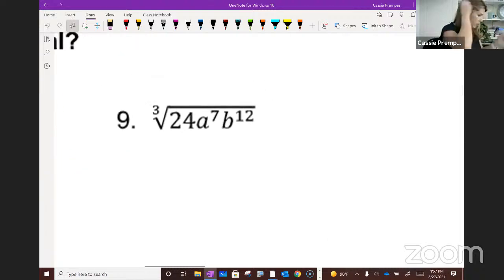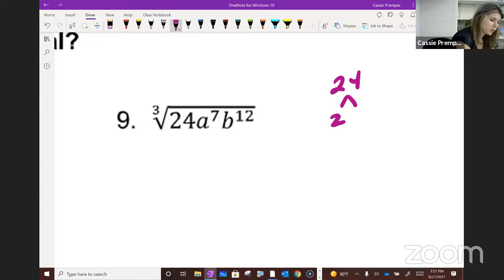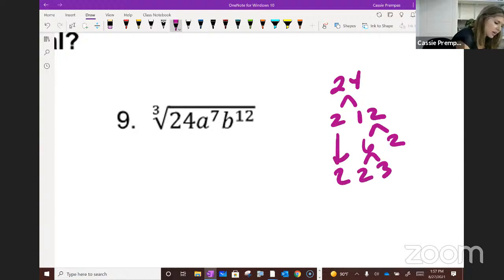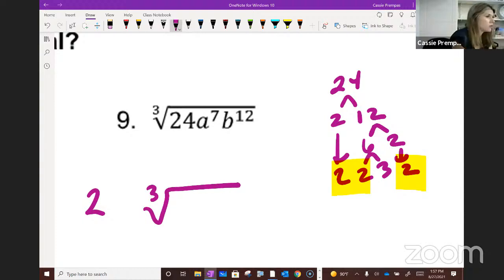Number 9, let's work through this. The 24, we might want to factor down. What goes into 24? 2 and 12. 12 is 6 and 2. 6 is 2 and 3. If you know your perfect cubes, you might know 8 goes into 24 evenly. If I'm using the factoring tree, what am I going to take outside of the radical? A 2, good. So I have 2 cubed root of what's left under the radical?